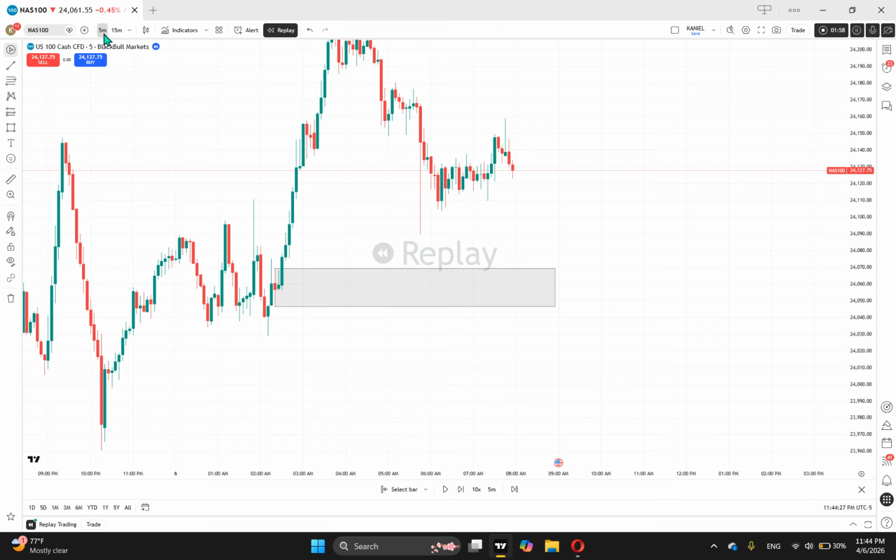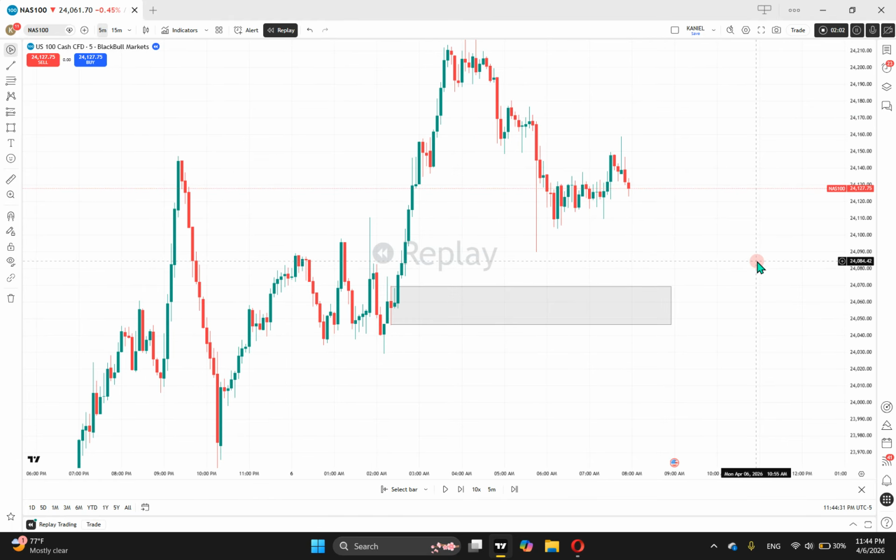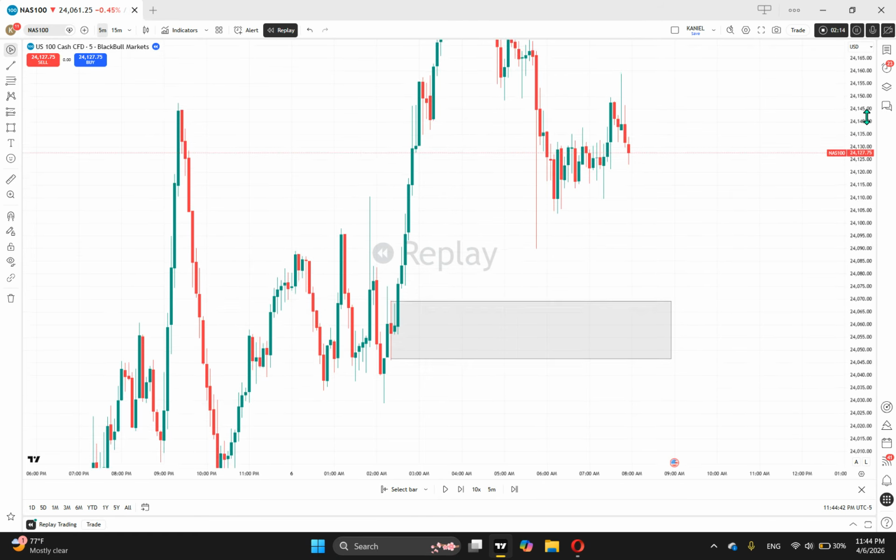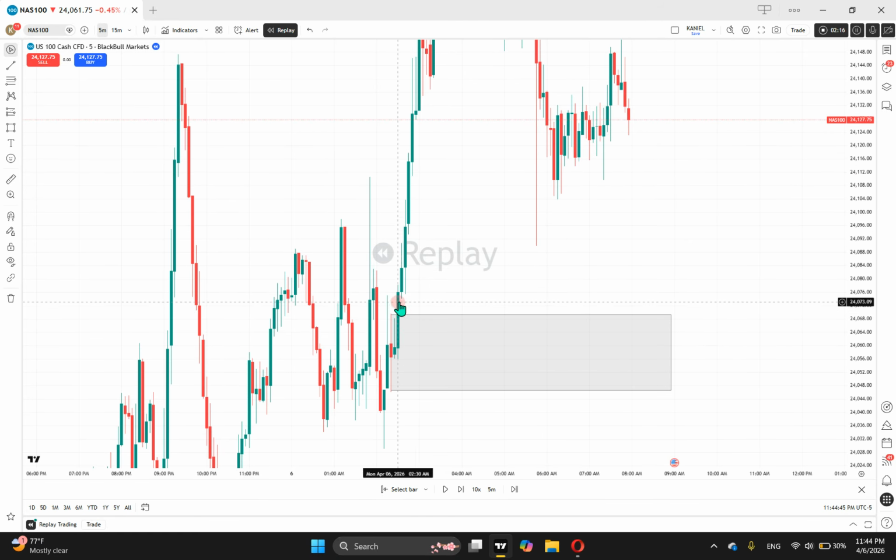Now, how do I know that these are demand zones? Because every zone needs to have a gap, and every zone needs to have a break of structure to confirm that's a demand zone. So you have the gap from under this green candle to above this other green candle. So all of this is a gap that needs to be filled.